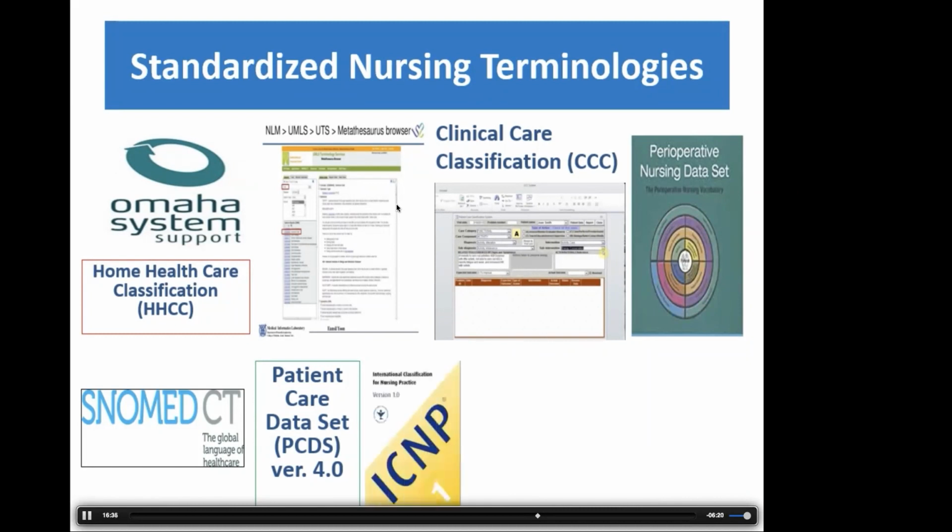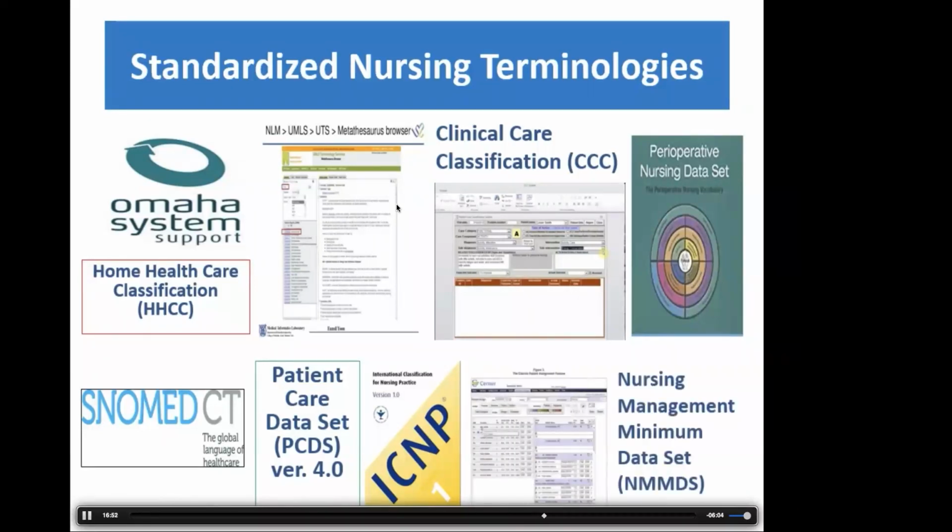Next is the International Classification for Nursing Practice, or the ICNP. It is a combinatorial terminology for nursing practice developed by the international nursing community under the sponsorship of the International Council of Nurses. Last is the Nursing Management Minimum Dataset. Data variables are categorized into environment, nurse resources, and financial resources that are needed to inform the decision-making process of nurse executives related to leading and managing nursing services, delivery, and care coordination.